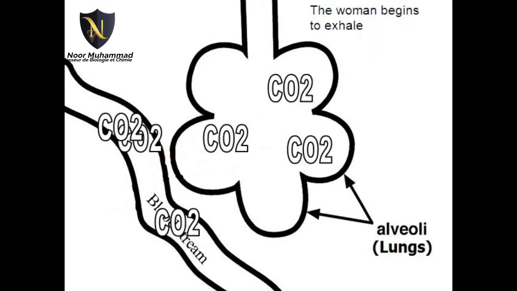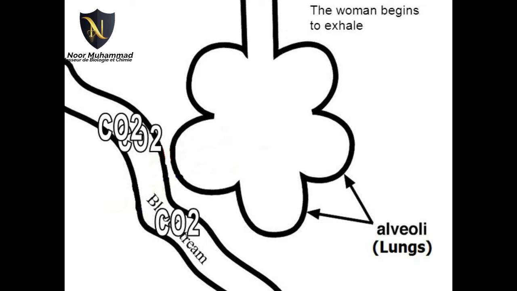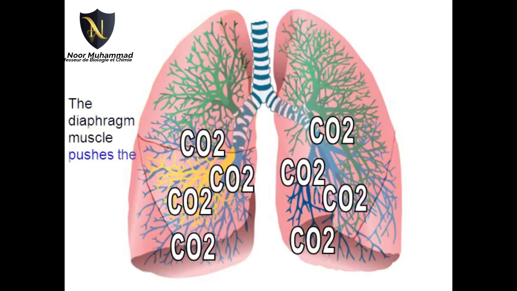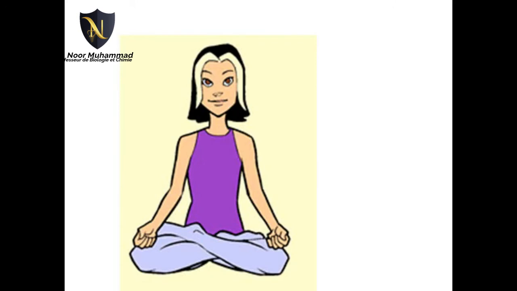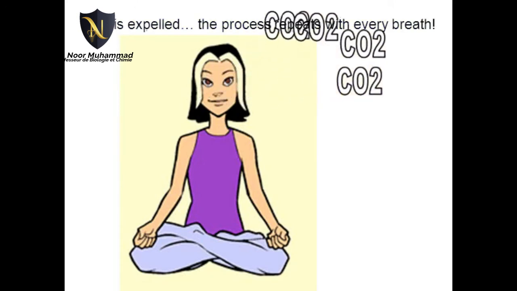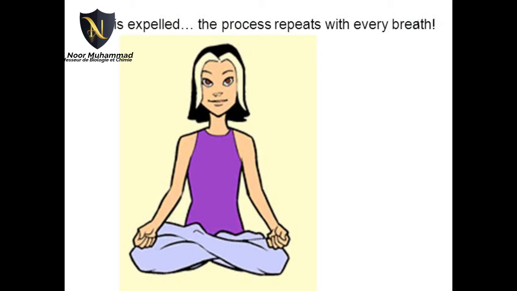So the woman begins to exhale. You also have a muscle underneath your lungs and between your ribs, called your diaphragm. That helps to push out some of the carbon dioxide. And so I mentioned a moment ago that the diaphragm is a muscle that helps push out some of the CO2 from the lungs. And now we're back to where we started. This woman who's doing yoga and is breathing heavily, she just exhaled a bunch of carbon dioxide, and the process will simply repeat with every breath.